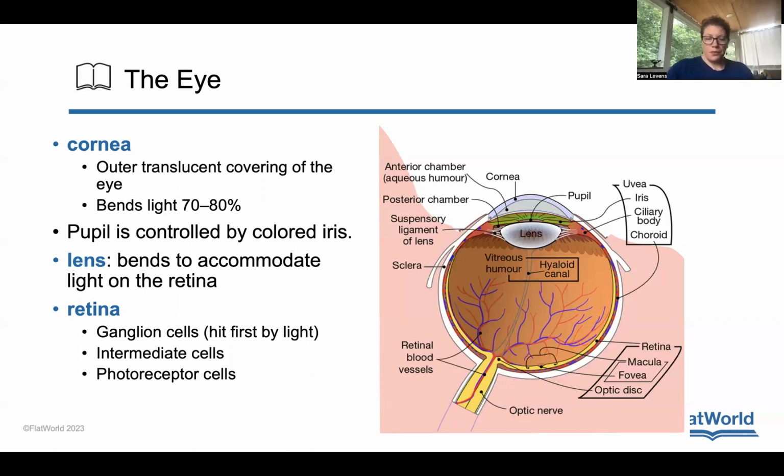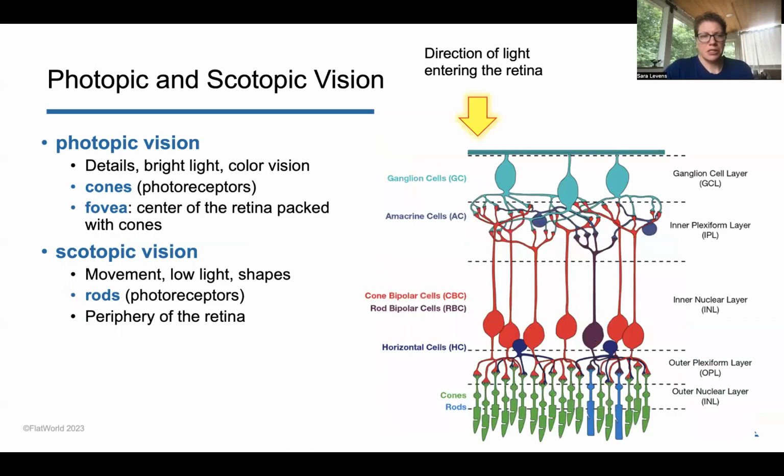Alrighty, so we're going to go a little bit more into the retina because this is very important. This is the direction of light actually entering the retina. You start at the top, and this is just a column of the retina, one small piece of it. It's a whole multi-layered structure across the retina, and all of these pieces have to be there for vision to occur.